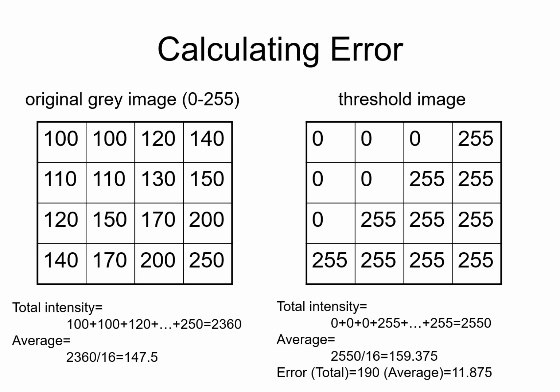If we threshold the image, we obtain the image on the right, where the pixels brighter than 127 are set to 255 white, and the remaining are set to 0. The total intensity of the new image is 2550, and the average is just below 160. The total error difference between the images is 190, and the average error difference is 11.875 per pixel.